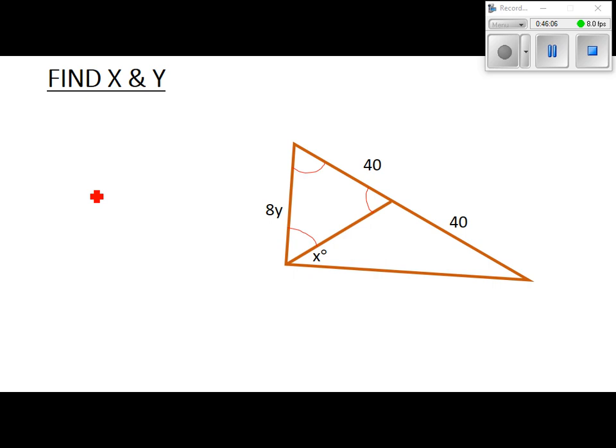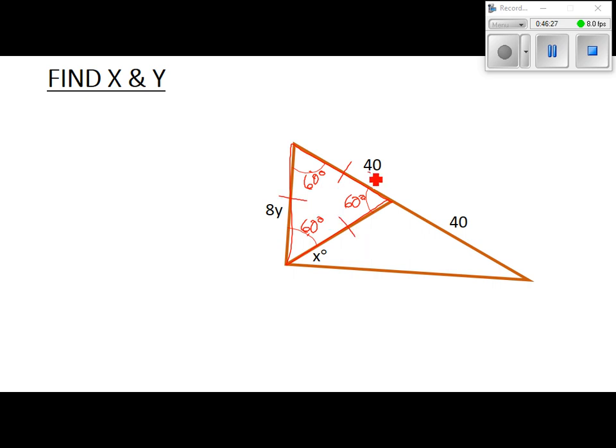Next one, find x and y. I'm looking at this, and again, I'm just going to start finding stuff that I know. I know that these three angles are the same. Well, this is a triangle, and it has to be an equiangular triangle, so that angle has to be 60, that angle 60, that angle 60. If that's the case, then all three sides also have to be the same.